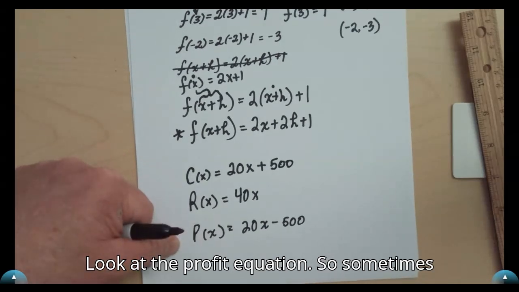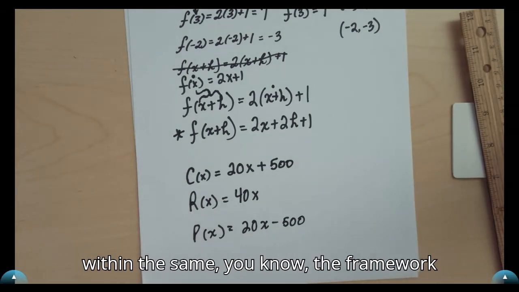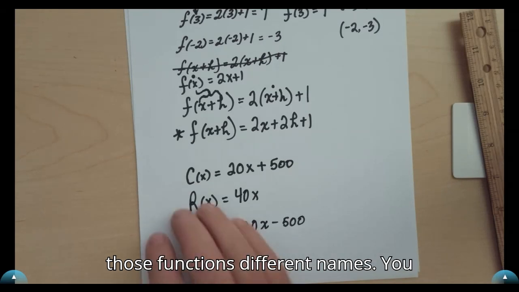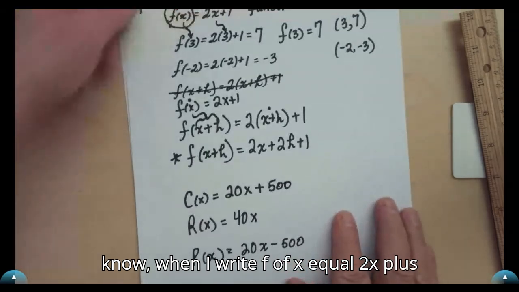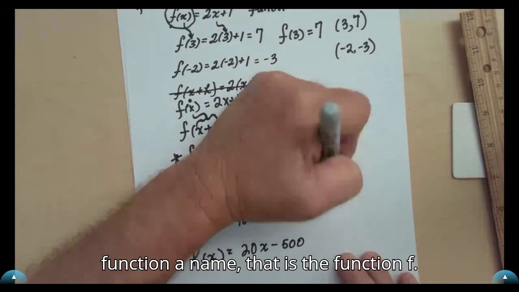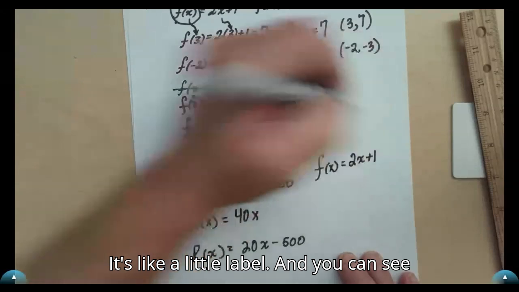Look at the profit equation. So sometimes we're working with more than one function within the framework of the same problem. And so we can give those functions different names. When I write f of x equal 2x plus 1, I have given that function a name. That is the function f. It's like a little label.